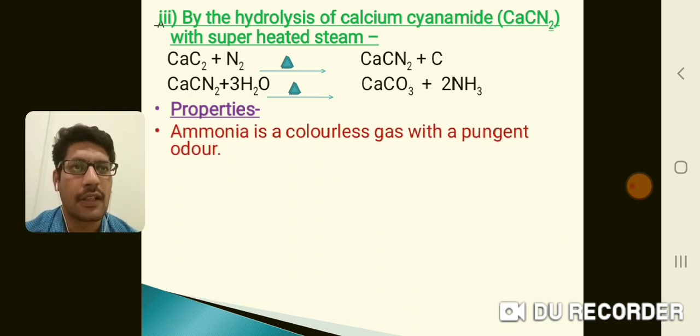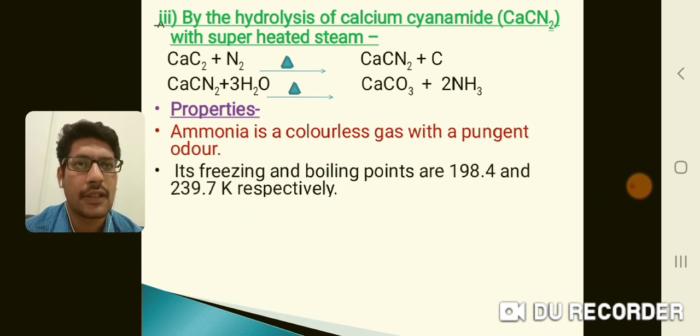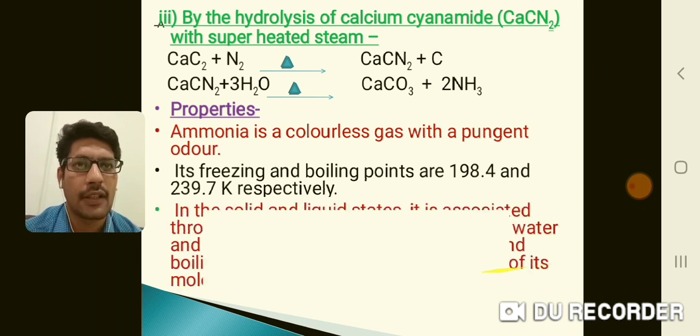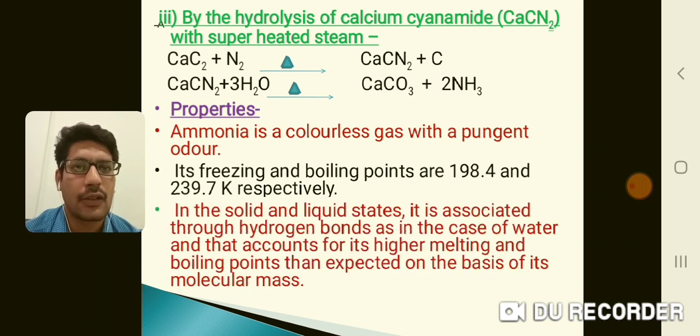Ammonia is a colorless gas with a pungent odor. Its freezing and boiling points are 198.4 and 239.7 Kelvin respectively. In the solid and liquid states, it is associated through hydrogen bonds, as in the case of water, and that accounts for its higher melting and boiling points than expected on the basis of its molecular mass. It means that when there is hydrogen bonding, there is an increment in boiling point.